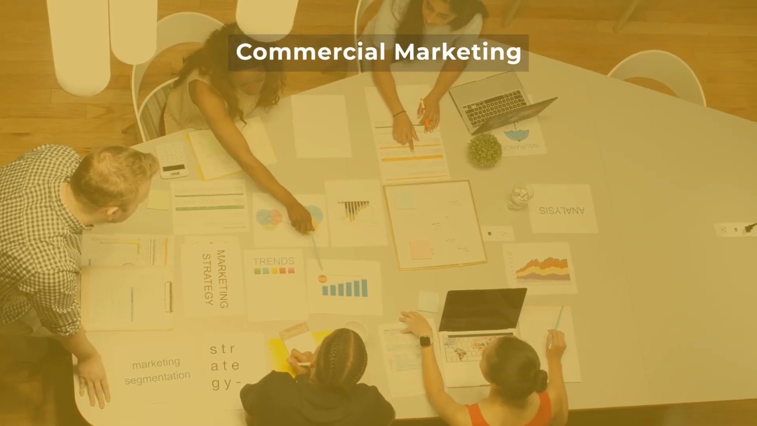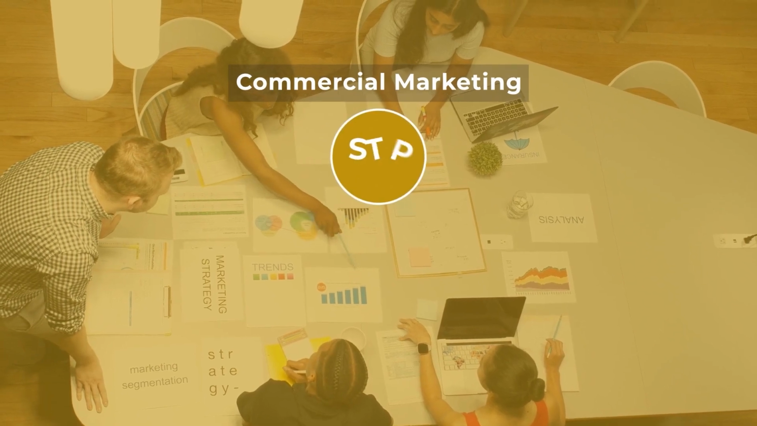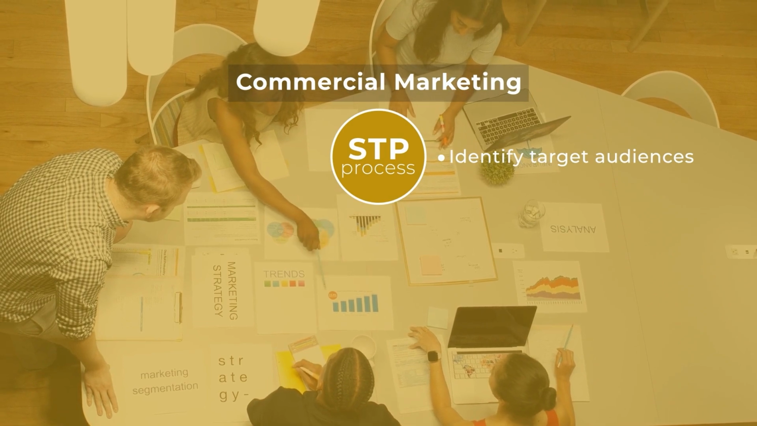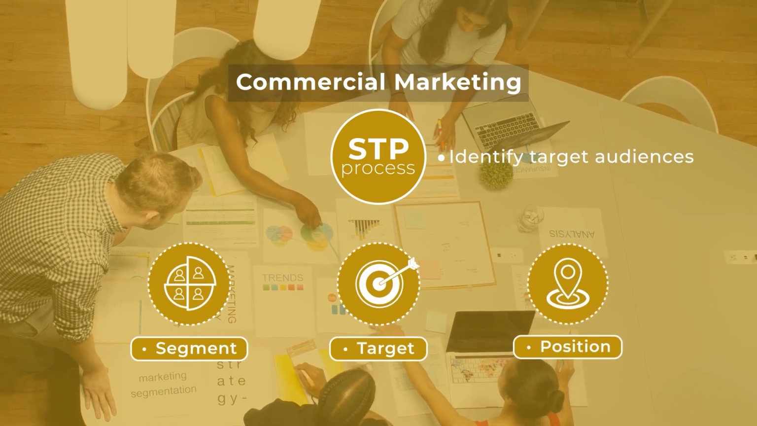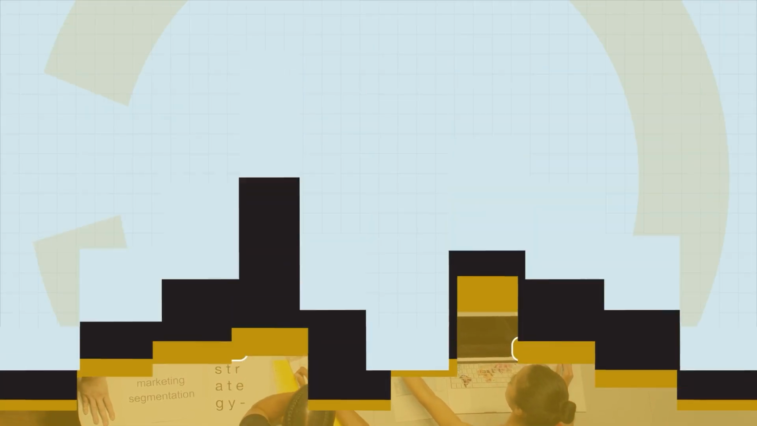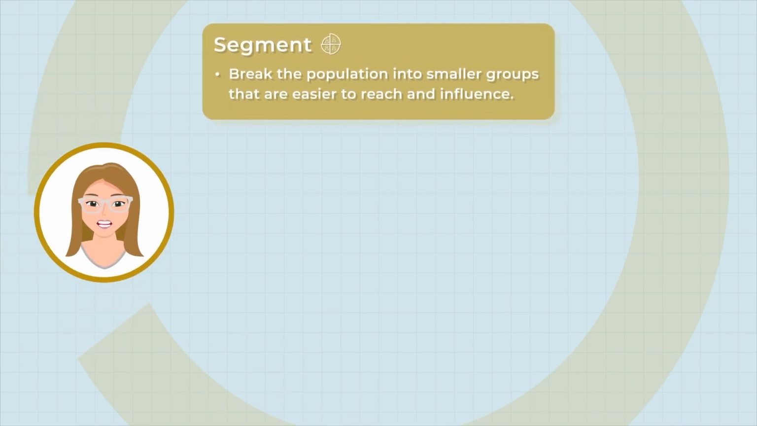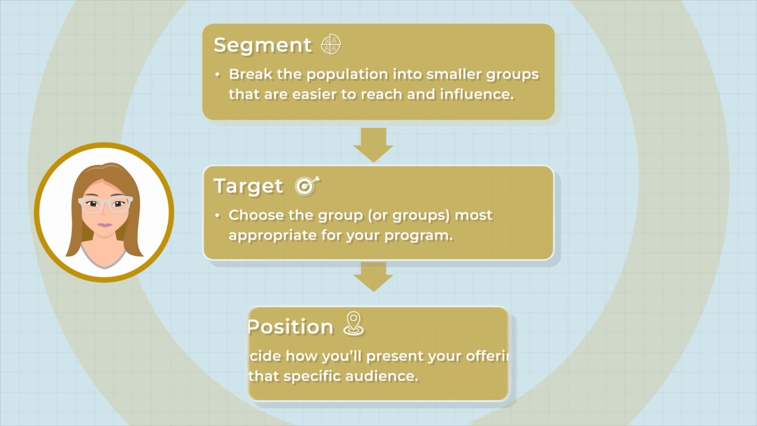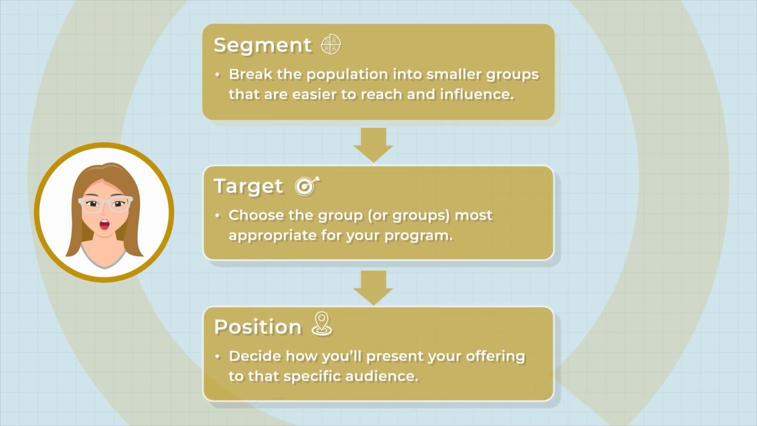In the world of commercial marketing, they use the STP process to identify target audiences. STP stands for segment, target, and position. Here's how it works. Segment. Break the population into smaller groups that are easier to reach and influence. Target. Choose the group most appropriate for your program. Position. Decide how you'll present your offering to that specific audience.